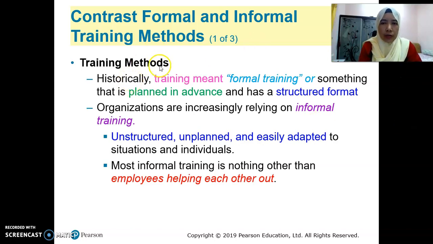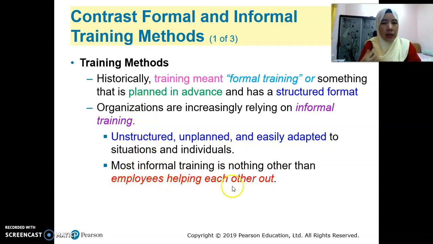Okay, moving on to training methods. Historically, when we talk about training, we talk about formal training, something that is planned in advance or has a structured format. But nowadays, organizations increasingly rely on informal training instead of formal training. Informal training refers to training that is unstructured, unplanned, and easily adapts to situations and individuals.